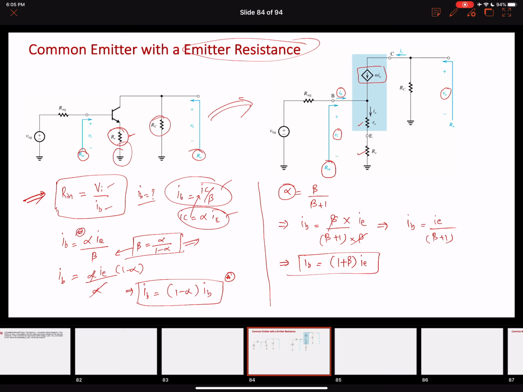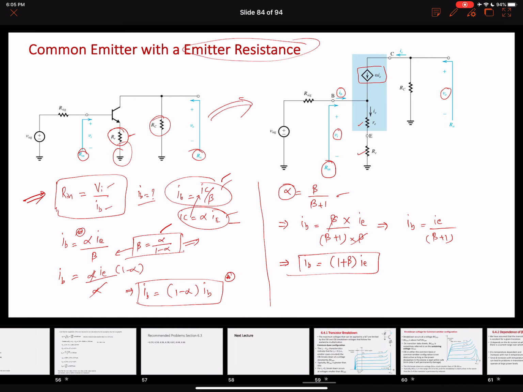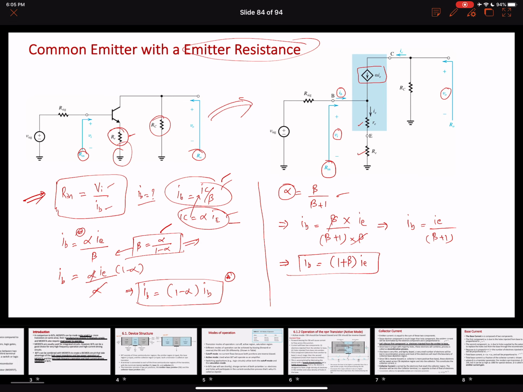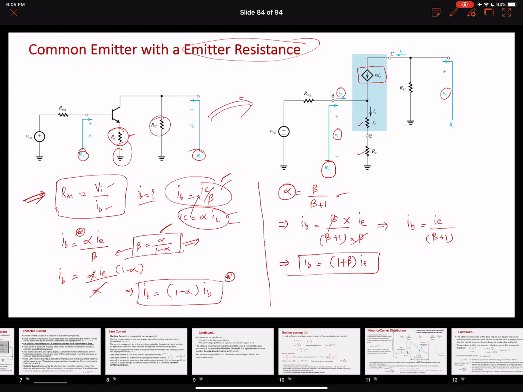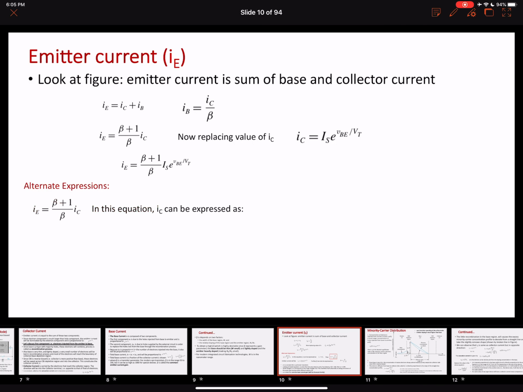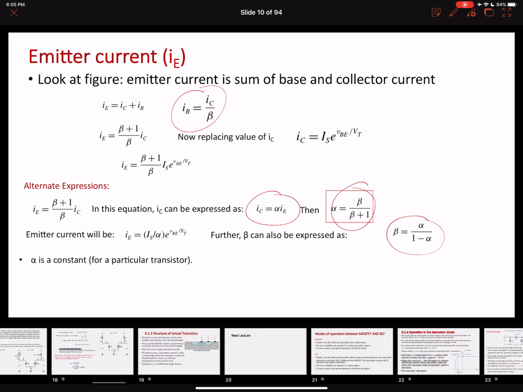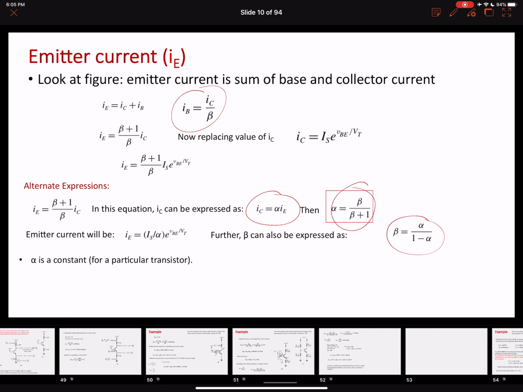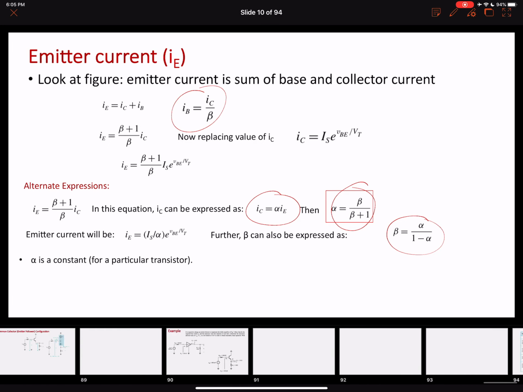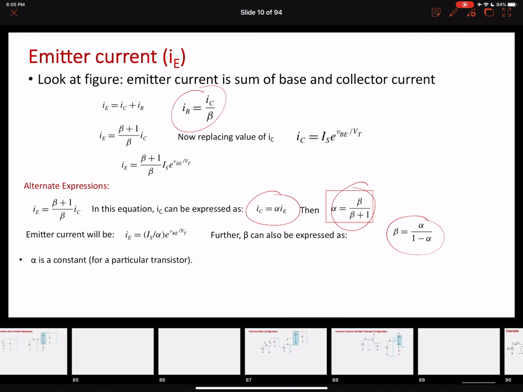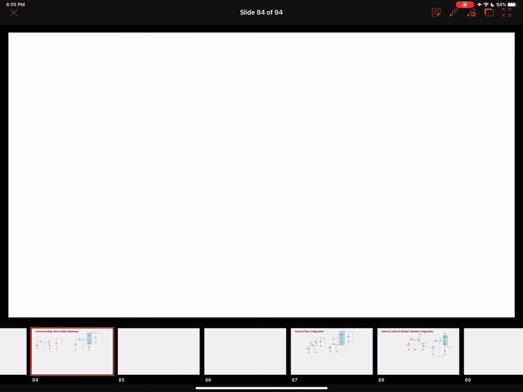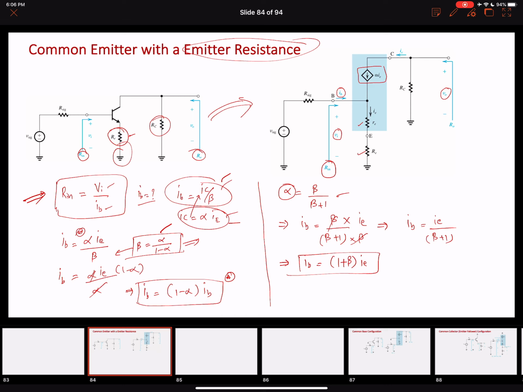Again, all of these equations, for example, IC over beta, alpha times IE, beta equals alpha over 1 minus alpha, or alpha equals beta over beta plus 1, all of these equations are coming from one of the very first few lectures of the bipolar junction transistor. We write all of these equations from there. I think it was the first or the second lecture of the bipolar junction transistor. By now you should remember those equations. We have used them so many times. Okay, so we ended up finding the value of the base current, IB.